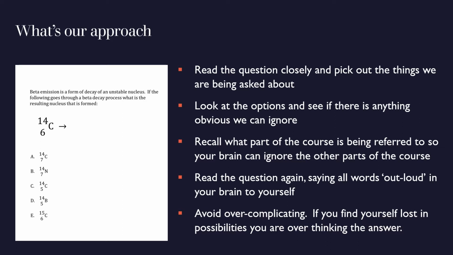Nothing obvious here. Recall which part of the course we're operating in so we can ignore everything else, and read the question again, saying all the words out loud in your brain to yourself. Avoid overcomplicating. If you find yourself getting lost in processes, just stop and start again. Things are never as difficult as your brain thinks they might be.